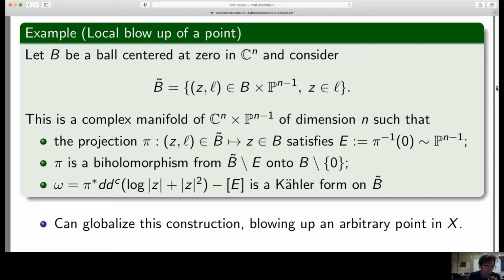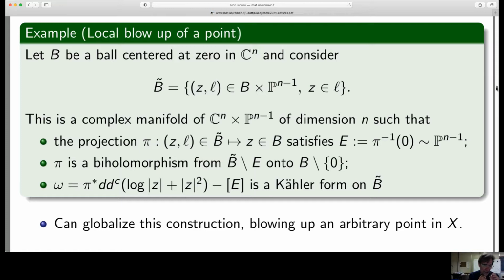What one can prove is that you can take the pullback by the projection pi of the form dd^c of log of norm of z plus norm of z squared. This dd^c is just i over 2 pi times partial d-bar, and it's a real operator. That's why it's interesting. But the point is that dd^c of log of norm of z plus norm of z squared is a Kahler form downstairs on Cn. But if you take the pullback, then this becomes only semi-positive, because it's actually the 0 form restricted to the fiber of 0, to E. However, you can correct this pi star to construct an actual Kahler form on your manifold.